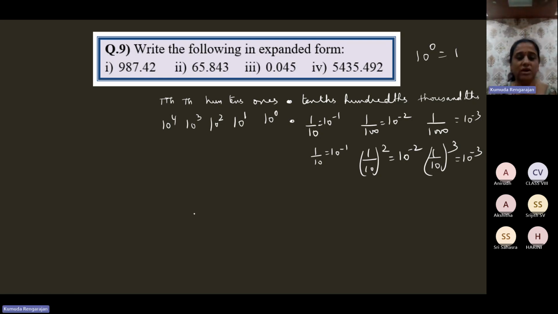So the place value chart goes like this: decimal point, 10 to the power 0, 10 to the power 1, 10 to the power 2, 10 to the power 3, and so on. And here you have 10 to the power minus 1, not 10 to the power minus 0, okay? 10 to the power minus 1, 10 to the power minus 2, 10 to the power minus 3, and so on.